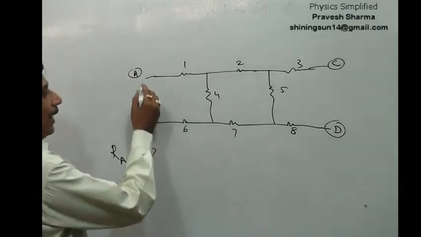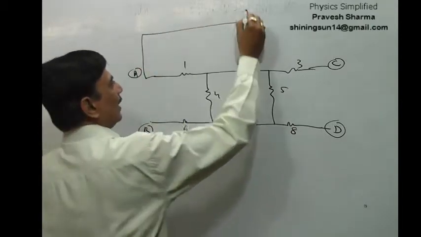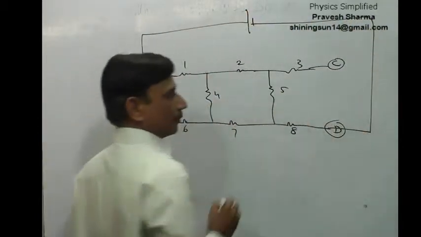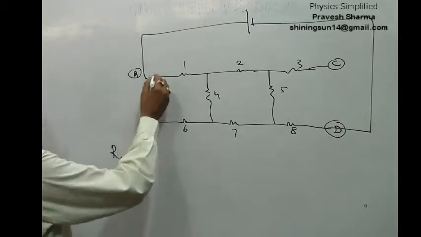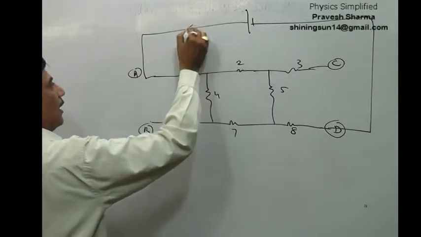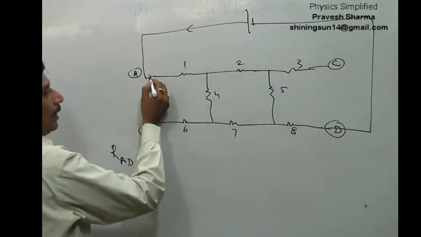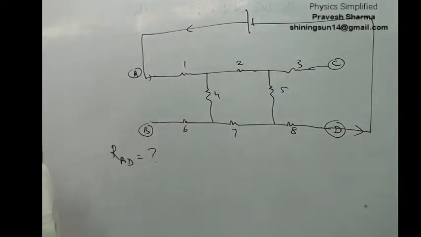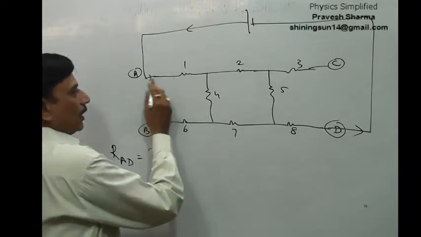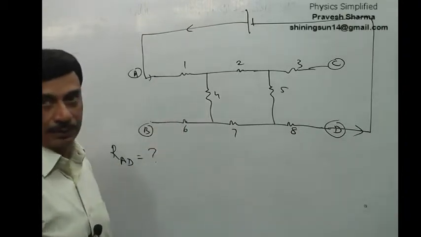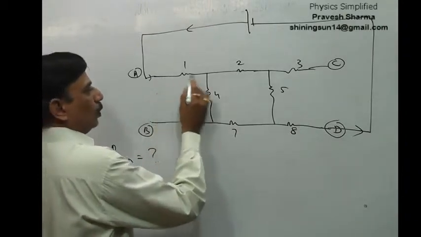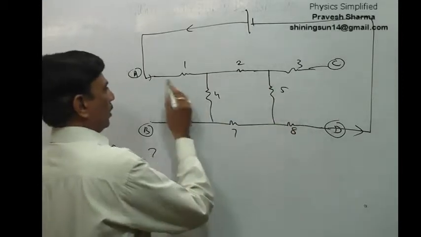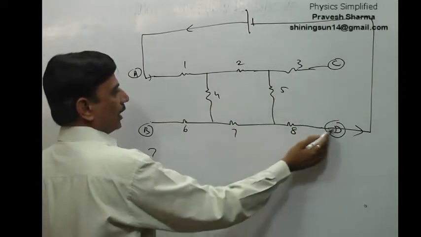When I say A and D, it is something like the battery is connected like this. Current will enter through A and come out through D. When the current gets in, what are the paths available? How can the current move? Current can move like this, and current can also move like this.